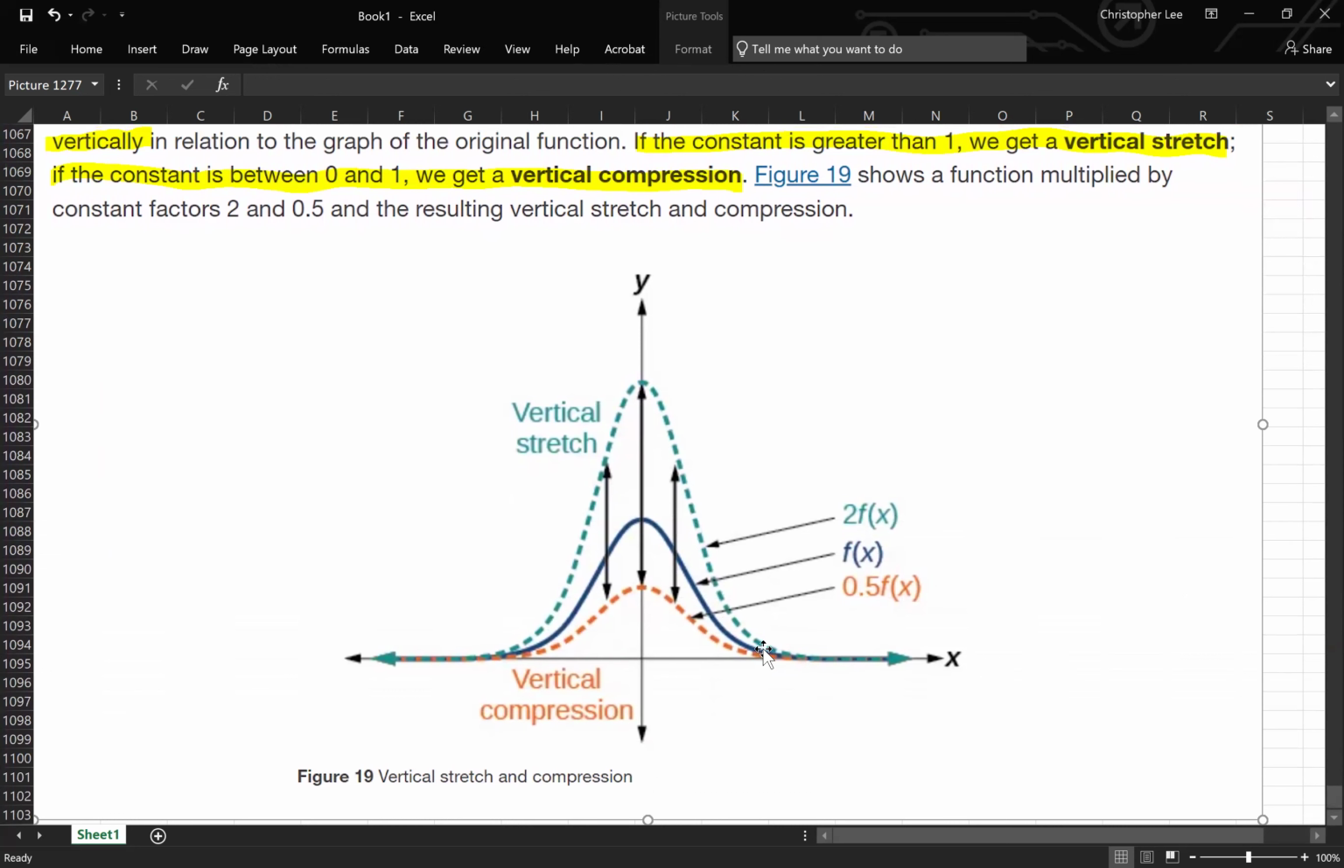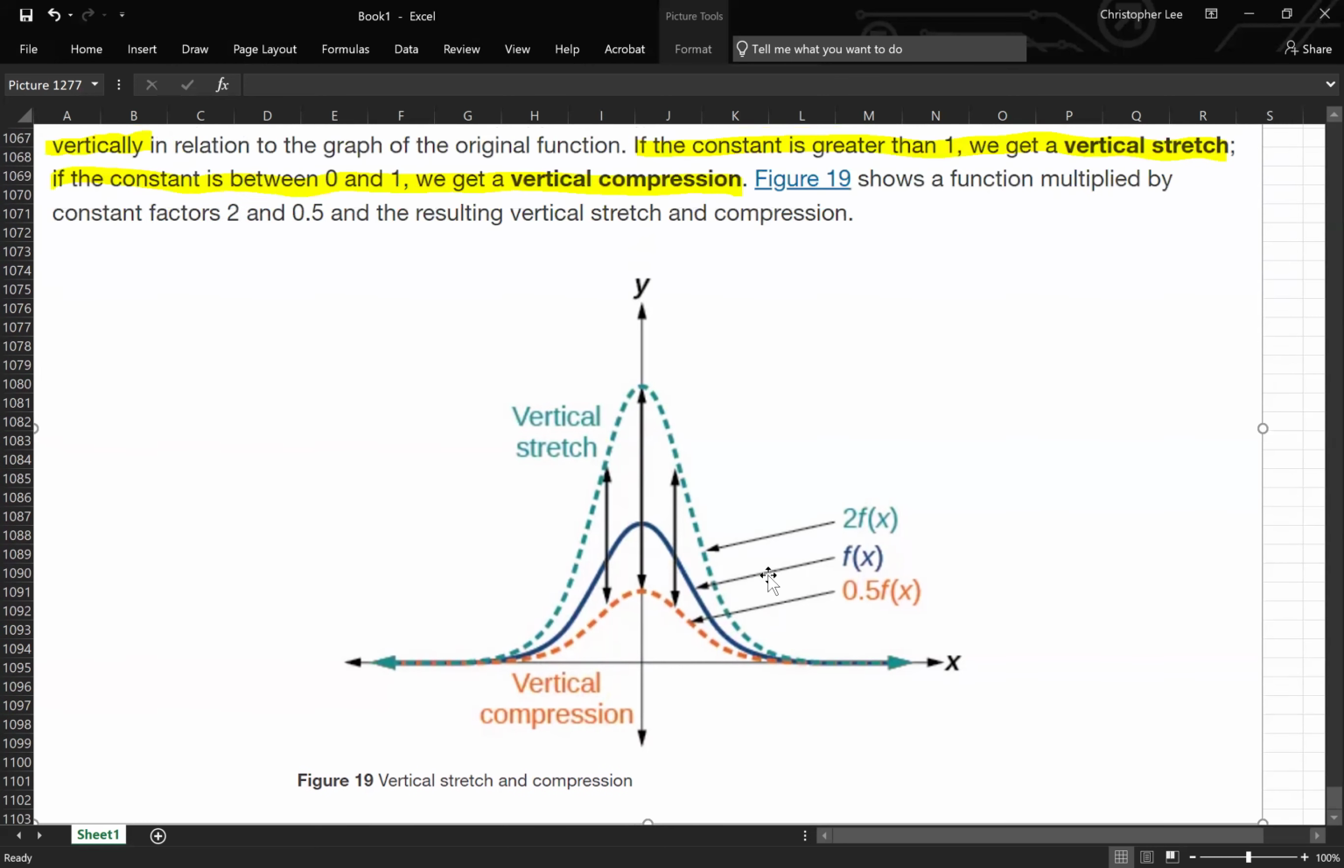So f of x, the dark blue line, is my original function. If I multiply it by 2, a constant that's bigger than 1, I'm stretching my graph up. This is a vertical stretch. If I multiply my function by 0.5, I'm compressing my function right there. So that's a vertical compression.